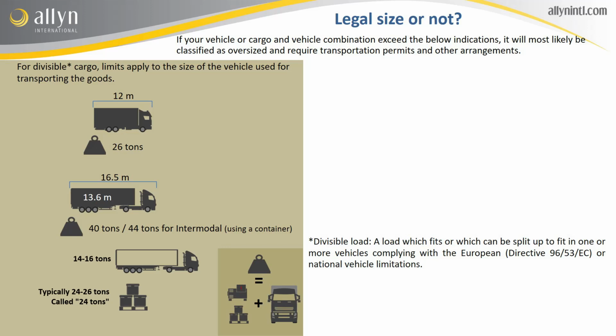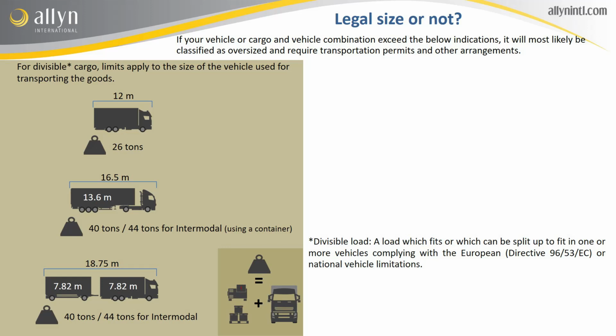If you are using an intermodal shipment, meaning your cargo is moving in a shipping container, like a 40-foot container for example, your weight limit is increased to 44 tons, which compensates for the weight of the container itself, meaning your carrying capacity remains similar, about 24 tons.